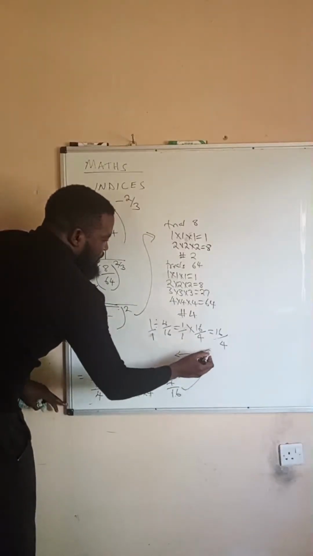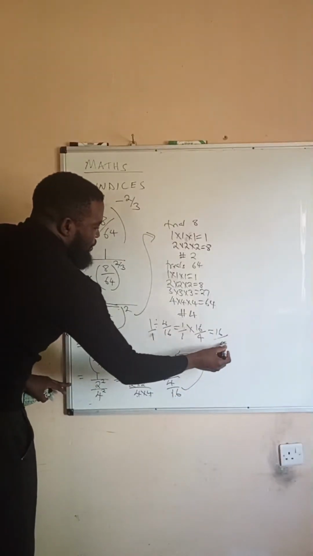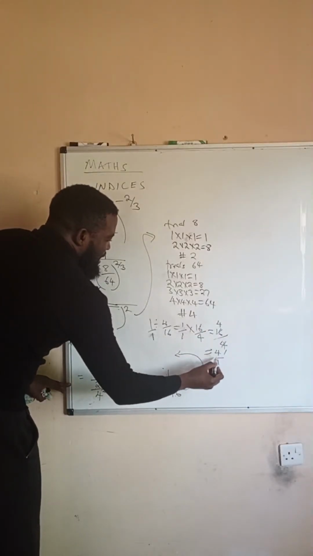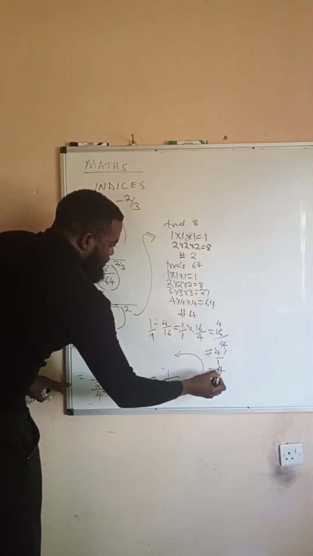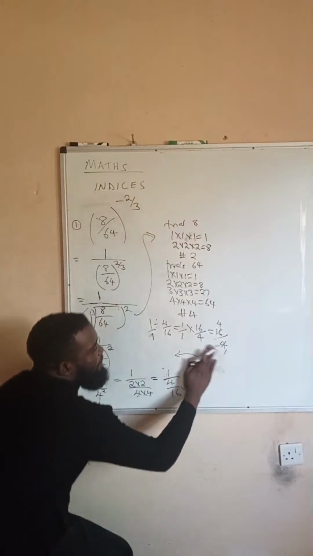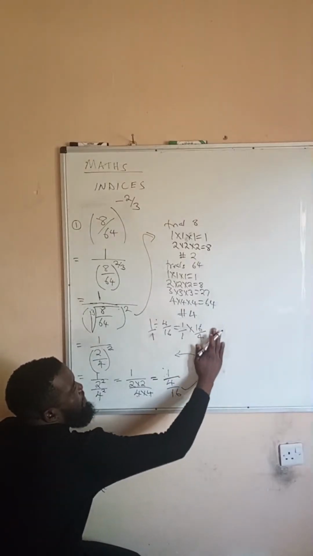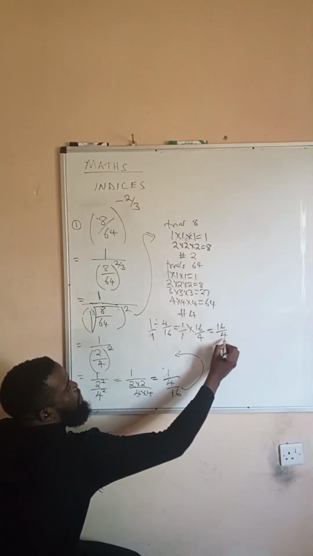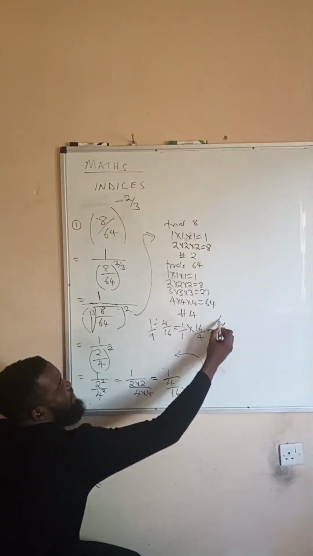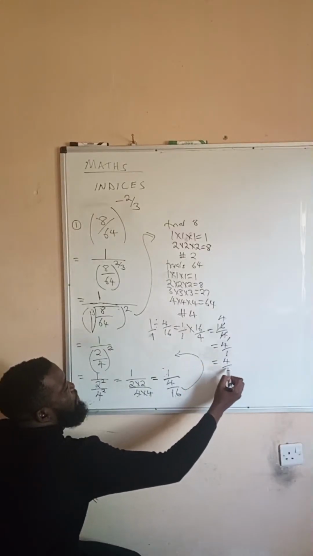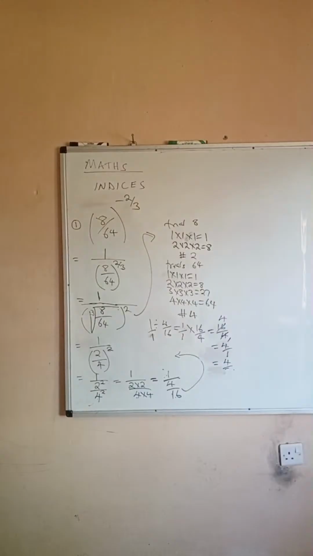Okay? The answer is 16 over 4. 4 into 4, 1. 4 into 16, it's 4. Which is 4 over 1. And 4 over 1 is the same as 4, because any number over 1 is itself. We said this is 16 over 4. 4 into 4, 1. 4 into 16, it's 4. 4 over 1. The answer is 4. Okay, we have ended this lesson.